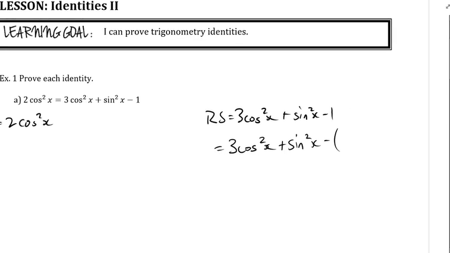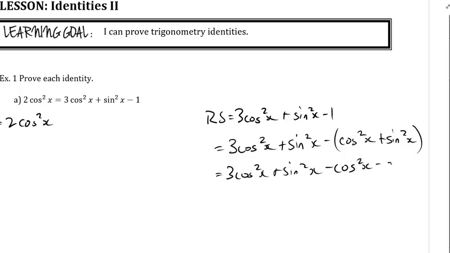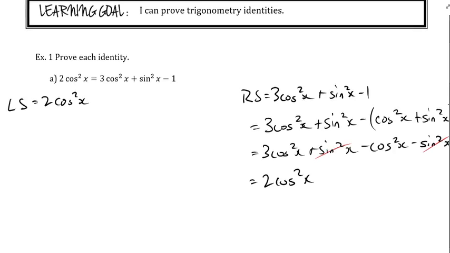This one's nice because when we're subtracting 1, we've got to remember to put it in brackets. So what would I change 1 into? Cos squared x plus sine squared x, Pythagorean identity, which is 3 cos squared x plus sine squared x minus cos squared x minus sine squared x. And so that's sine squared x minus sine squared x. And these are like terms. This is like 3x minus 1x, right? You've got 3 cos squared x's, and you're taking away 1 cos squared x, so that's it. You're done. Like I said, pretty easy one once you see it.